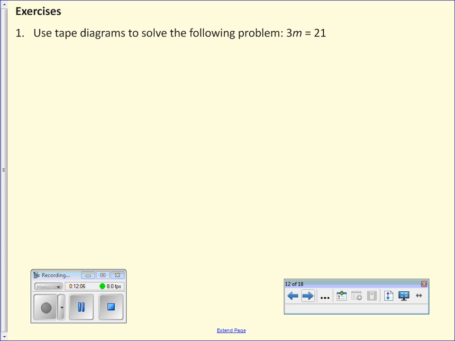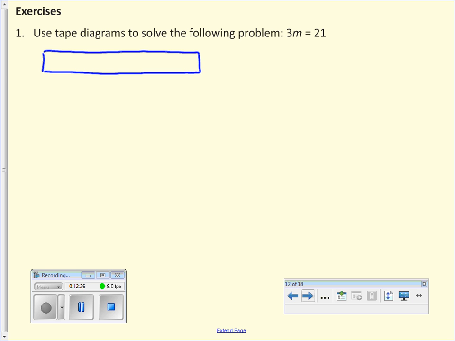Before we go on, let's practice 1 and 2, then we'll jump ahead. We have time to get it done. So 3m equals 21. It wants us to use the tape diagram. So let's do that. 3m's equal 21.